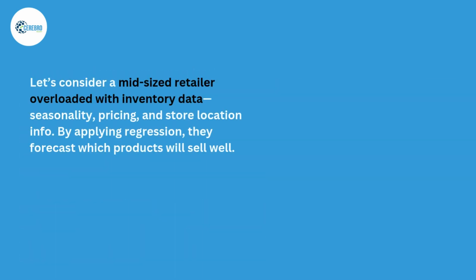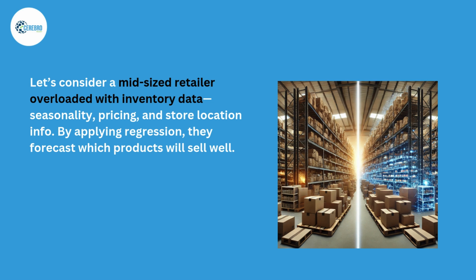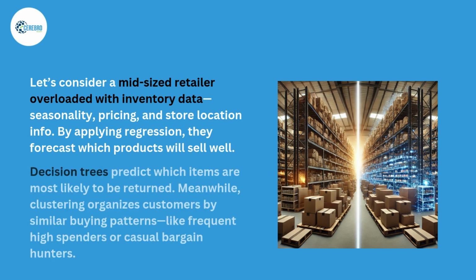Let's consider a mid-sized retailer overloaded with inventory data, seasonality, pricing, and store location info. By applying regression, they forecast which products will sell well. Decision trees predict which items are most likely to be returned. Meanwhile, clustering organizes customers by similar buying patterns, like frequent high spenders or casual bargain hunters.